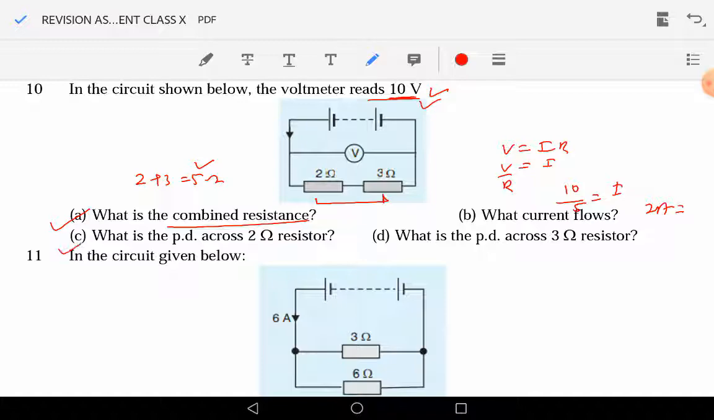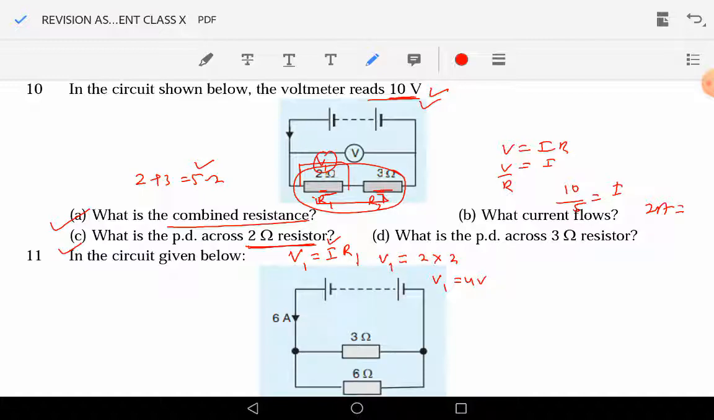The potential difference across the 2 ohm resistor. Now again, it is a series combination. Potential will be different across each one of them. So now if 2 ohm is R1, and this is R2, V1 is equal to IR1. Why I? I is the same everywhere. It is a series combination. So V1 is equal to 2 into 2, V1 is equal to 4 volt. That is across this. The reading of the voltmeter will come out to be 4 volt.